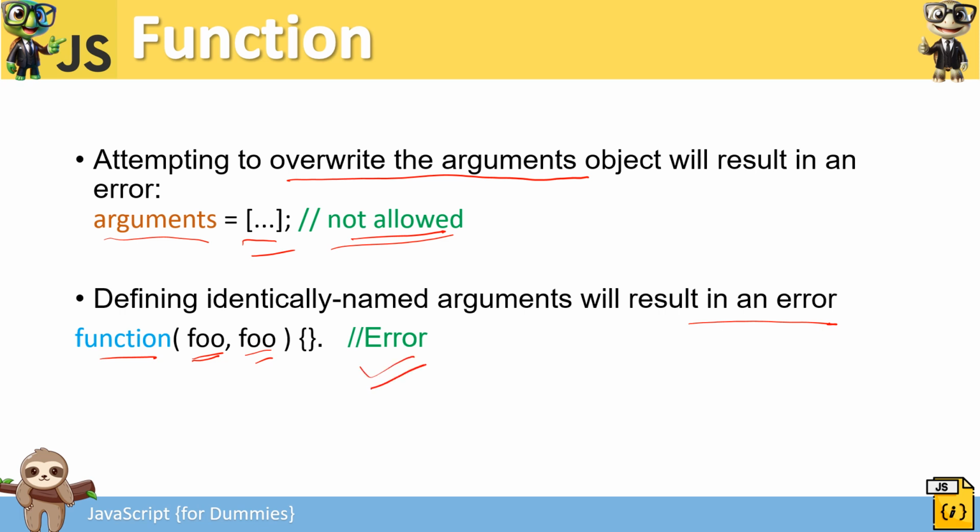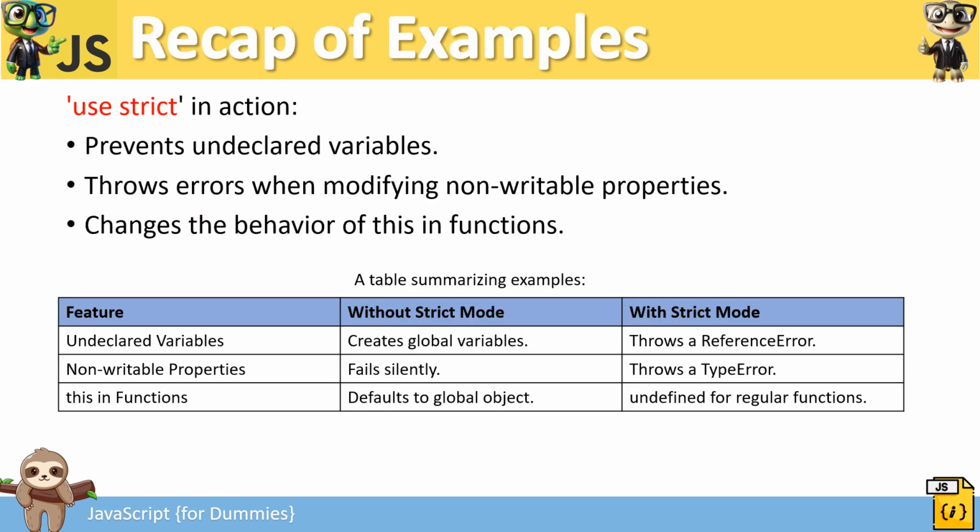So see, strict mode is already following very strict rules that you usually run into when you're doing JavaScript coding. These are common errors that students normally tend to make. But by ensuring you write use strict, you can avoid many of these issues. So just a quick recap: it prevents undeclared variables, it throws errors when modifying non-writable properties, and it changes the behavior of this in a function.